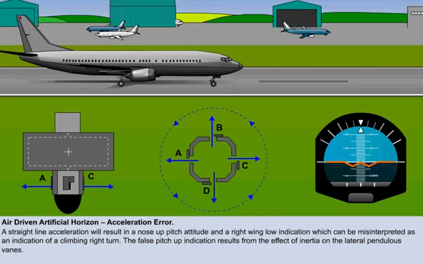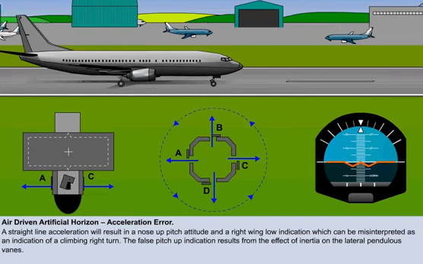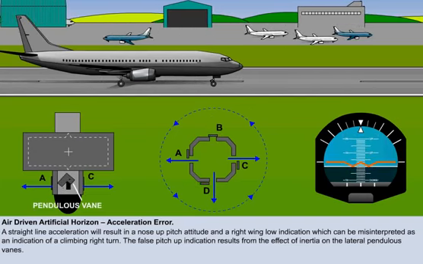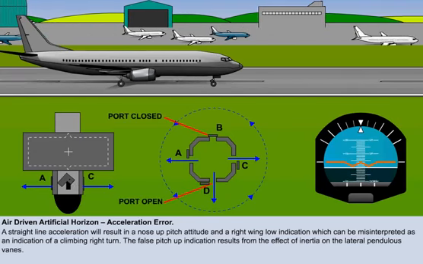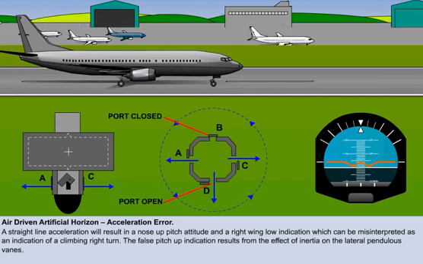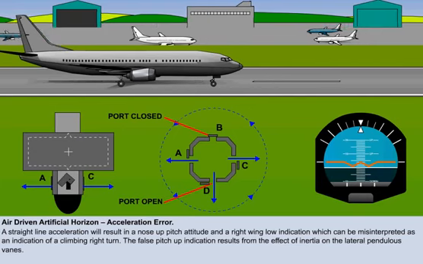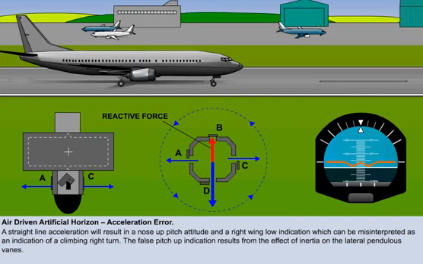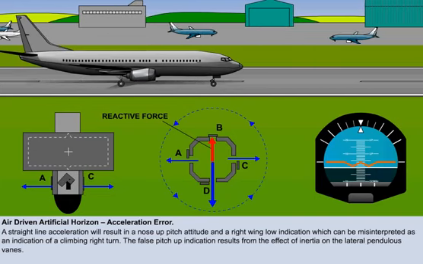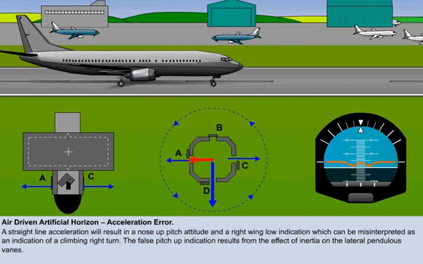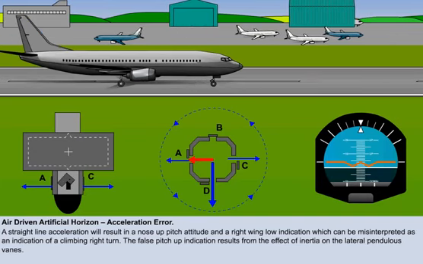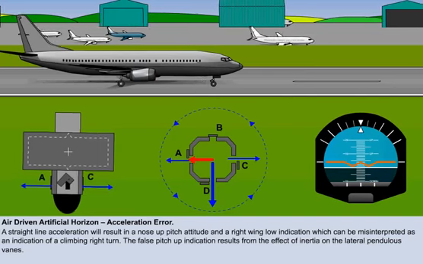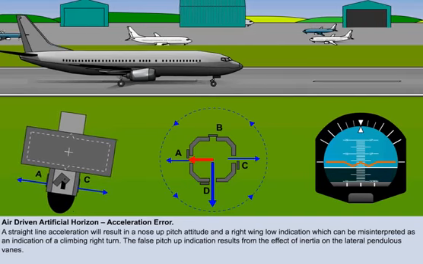During an acceleration, the lateral vane on the starboard side lags, which opens the starboard exhaust port, while at the same time the port side exhaust port closes. The reactive force is to the port side, but is now precessed 90 degrees in the direction of spin, towards the tail of the aircraft. This causes the rotor housing to move backwards and indicate a false pitch up.